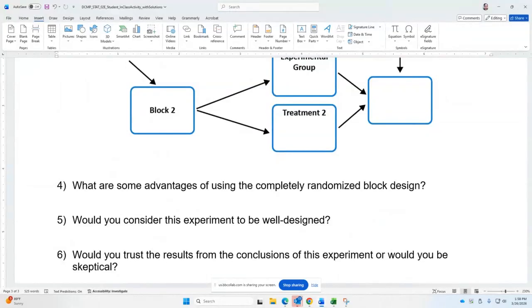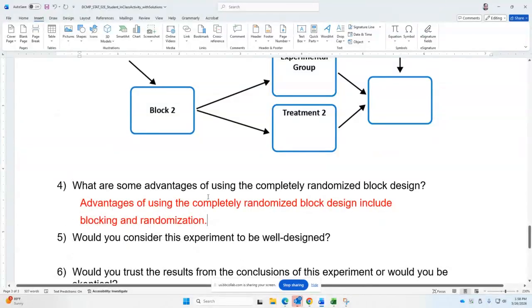So what are some advantages of using the completely randomized block design? Completely randomized. There are a lot of subgroups, right? So the advantages of using the completely randomized block design include blocking and randomization. Okay.